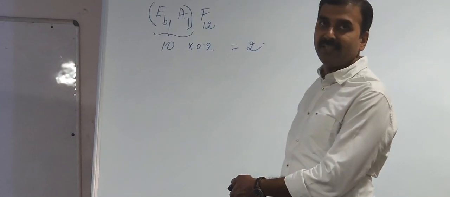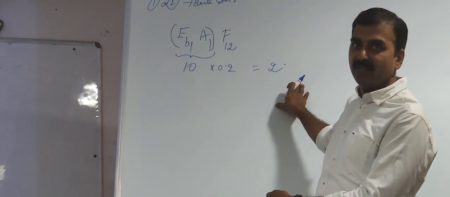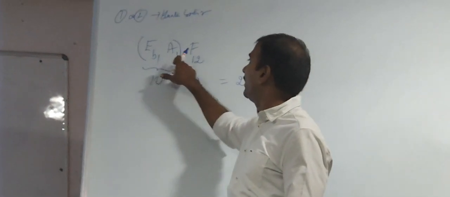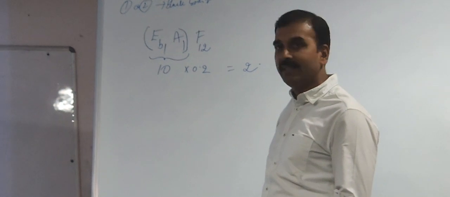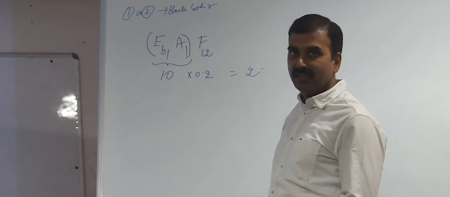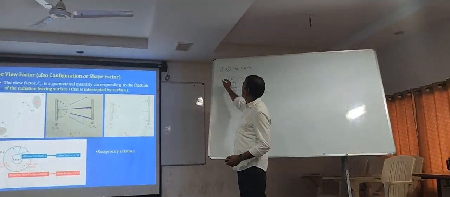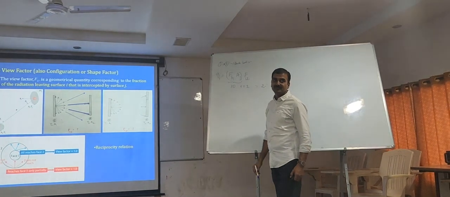That is what we are writing in mathematics. We have taken the example of some numerical values, but this is how it is. So EB1 into A1 into F12 is the radiation that is leaving the surface 1 and striking the surface 2. Let us assume this as Q1.